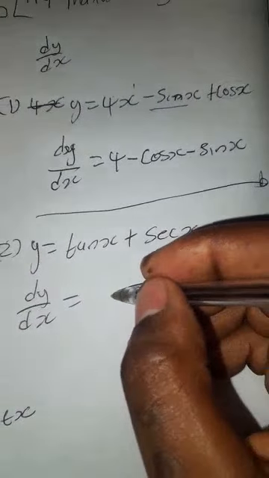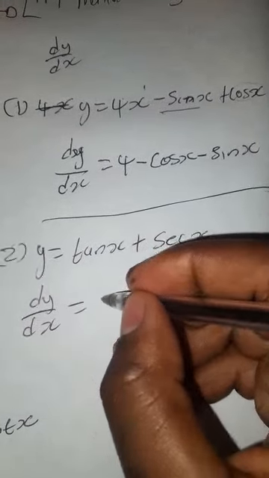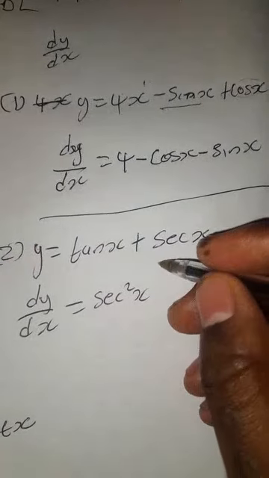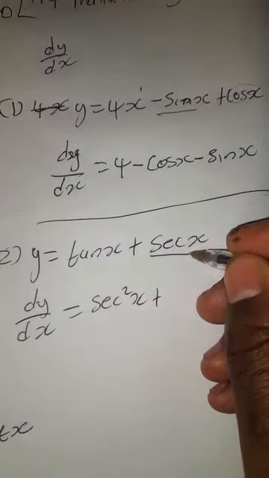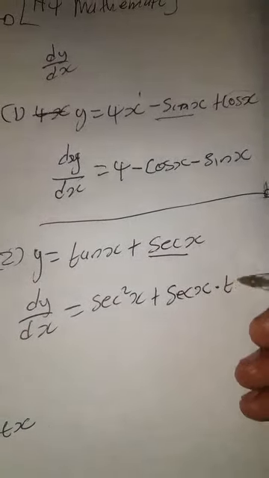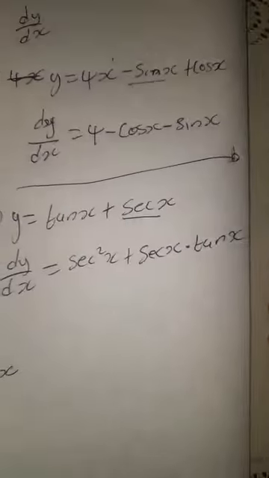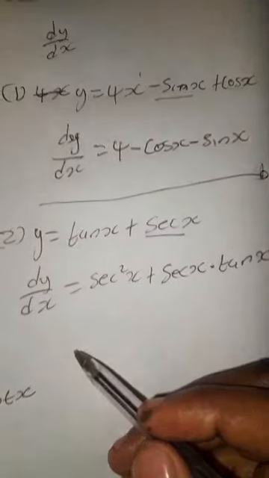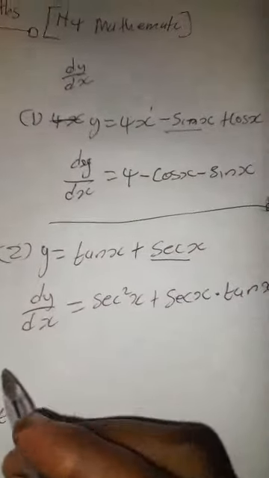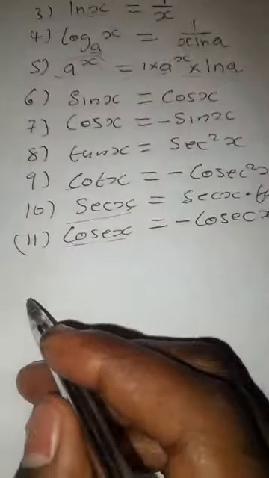We said what is the differentiation of tan? Remember, we said this is just sec squared x. Then what about the sec? Remember, we take sec as it is, sec x, but we multiply by tan x.